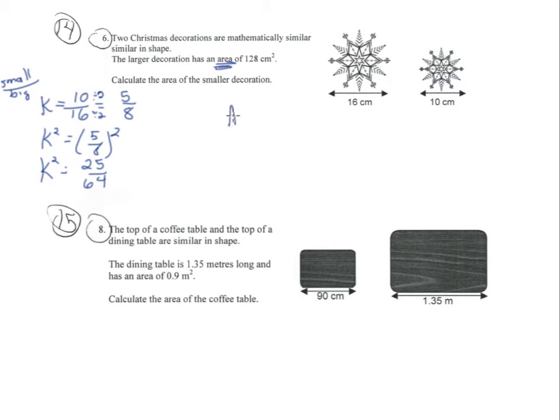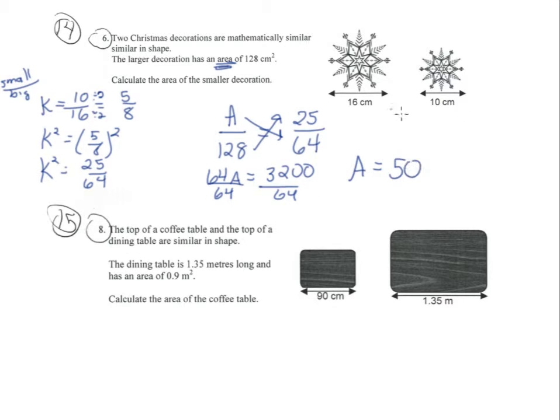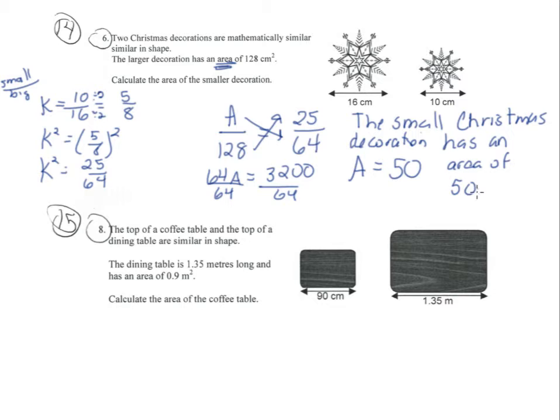And again, since I did the small first, I need to do the area of the small over the area of the big. Cross multiply. Simplify our expression down. And we find A is 50. So let's translate that into our sentence. Okay, the small Christmas decoration has an area of approximately 50 centimeters squared. Please don't forget to write your answer as a sentence and remember your units of measurement.